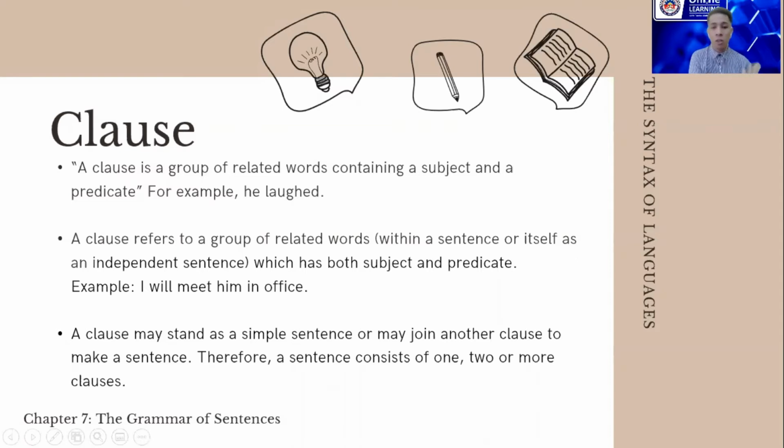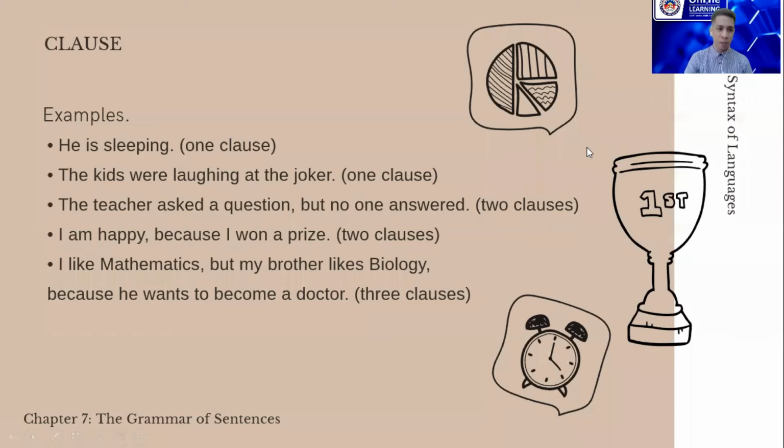Therefore, a sentence consists of one, two, or more clauses. These are the following examples that we could get. He is sleeping. We only have one clause because it's one sentence only. The kids were laughing at the Joker. One clause. The teacher asked a question, but no one answered. We have two clauses here because this one, but no one answered, cannot stand alone as a sentence.